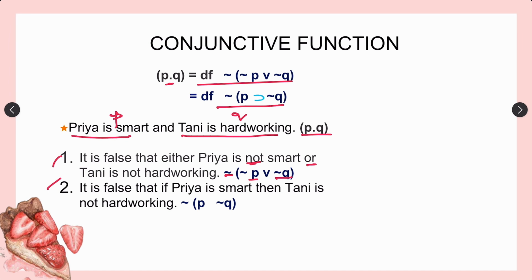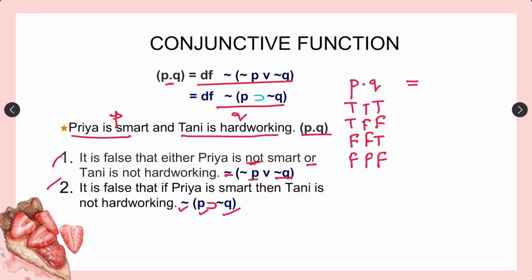Similarly, if it is in horseshoe, then it will be: it is false that Priya is smart horseshoe Tane is not hardworking, negation Q. Now if you see, by using the table also, the function will remain the same. Let's say P dot Q. According to the table, T T, F F, so TT will be T, TF will be F, and then F.